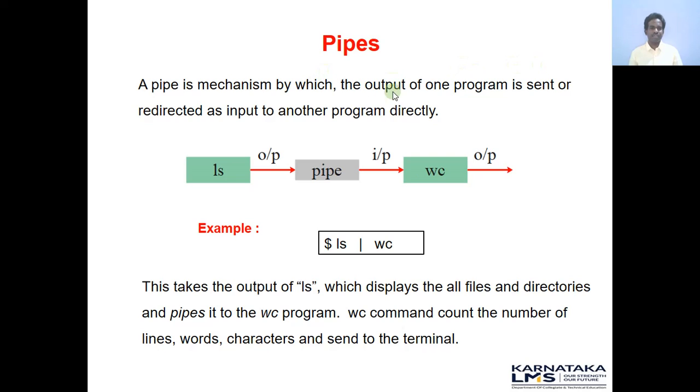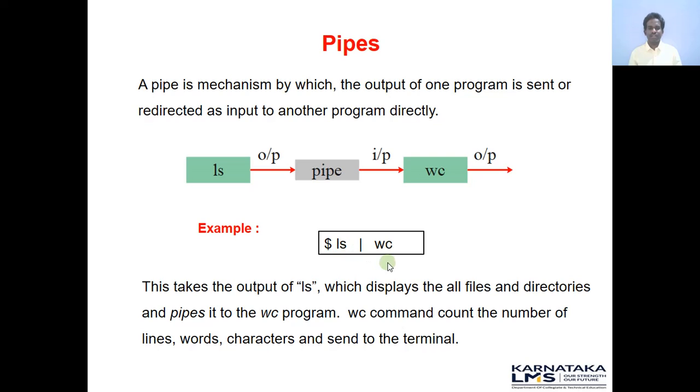Next, pipes. A pipe is a mechanism by which the output of one program is sent or redirected as input to another program directly. Let us see this diagram. The output of the ls command is sent to the input of the wc command through the pipe. Now the wc command takes this input and counts the number of lines, number of characters and number of words and displays them to the terminal.